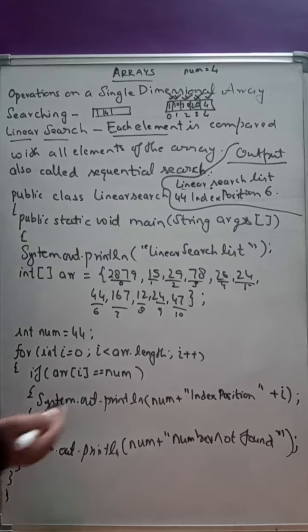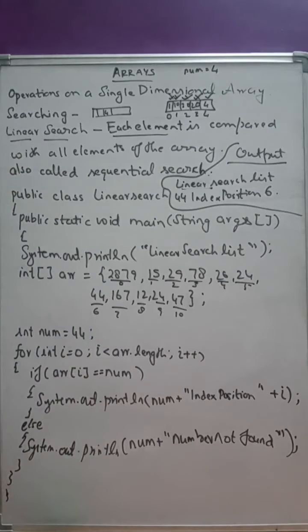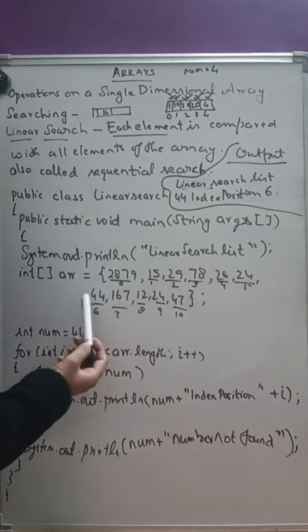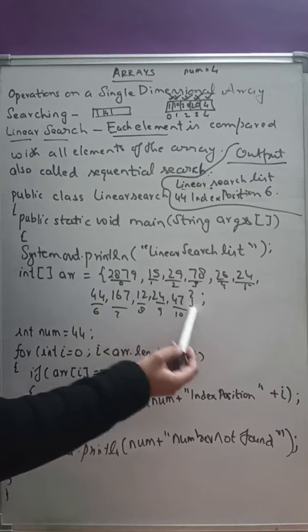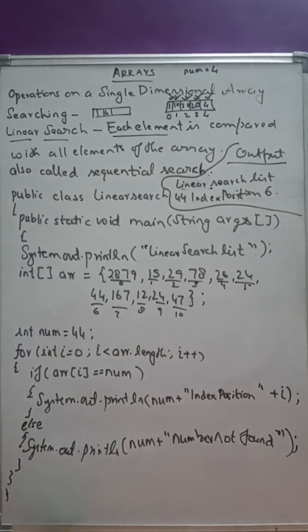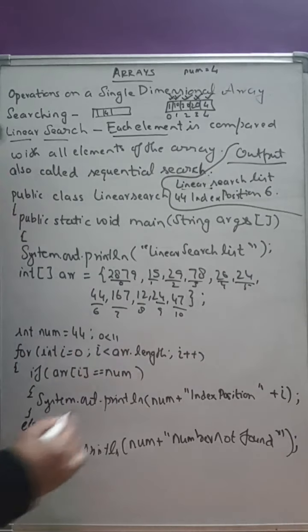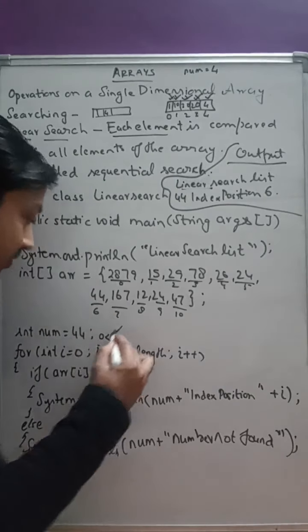In the earlier class I discussed that length means you will be counting the number of elements in the array. So just count the number of elements: 1, 2, 3, 4, 5, 6, 7, 8, 9, 10 and 11. Overall 11 elements are there. So this condition will be checked for 0 less than 11, and this time it will be true.